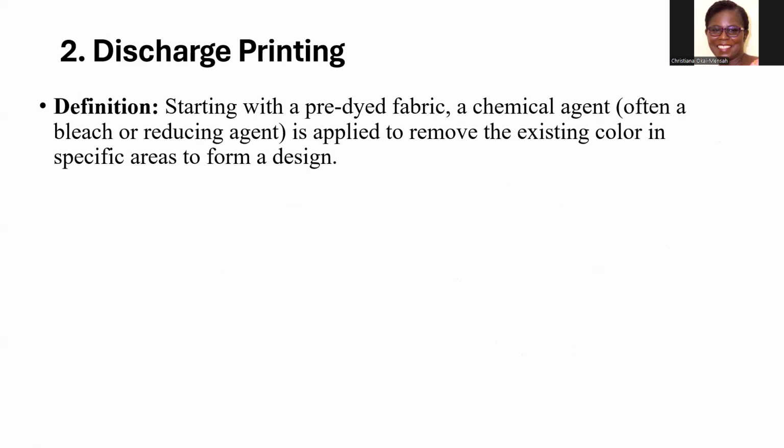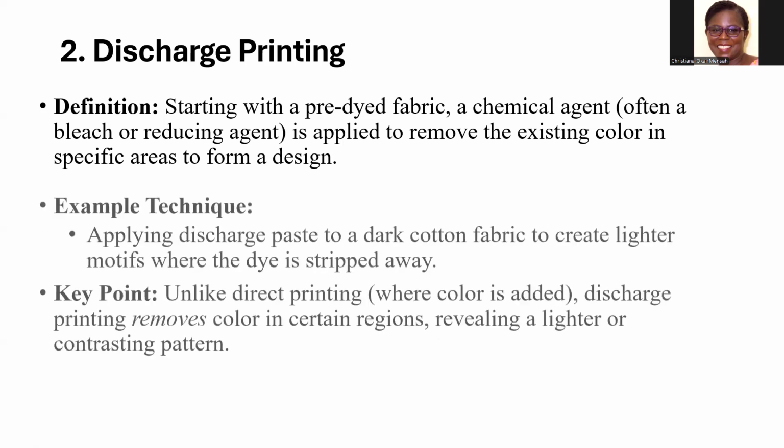So let's look at the discharge printing. Starting with pre-dye. So here the fabric is pre-dyed. A chemical agent, often a bleach or reducing agent, is applied to remove the existing color in specific areas to form a design. So you pre-dye the fabric. Then you use what? A bleaching or reducing agent to reduce or to take away the colors that you have already applied to create designs. That is discharge. You are discharging the already dyed fabric to create a design.